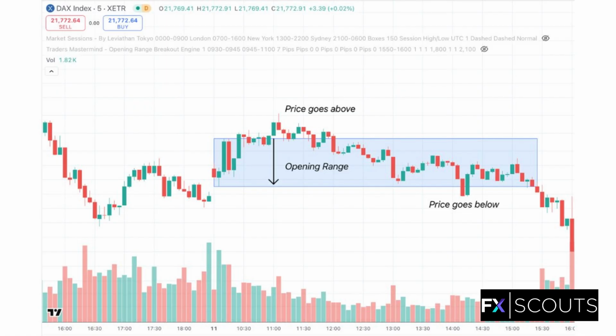Next, let's look at a trade that was a little bit more undecided. So here's the DAX, and again, you mark out your range and you're waiting for a breakout. The price moves above by a couple of points and then reverses, and then later it dips below the low and bounces again.